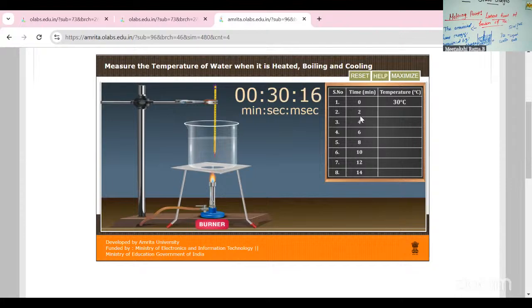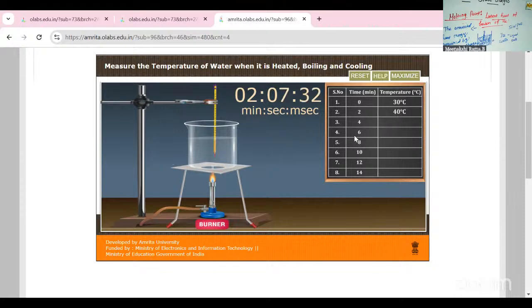After 2 minutes, so the time is 2 minutes: 2, 4, 6, 8. So 2 minutes are increased in this area. After 2 minutes, what will happen here? Just you observe, 1 minute is completed. After 2 minutes, how much is the temperature level? Yes, the temperature level is increased. 20 degrees Celsius is increased within 2 minutes.